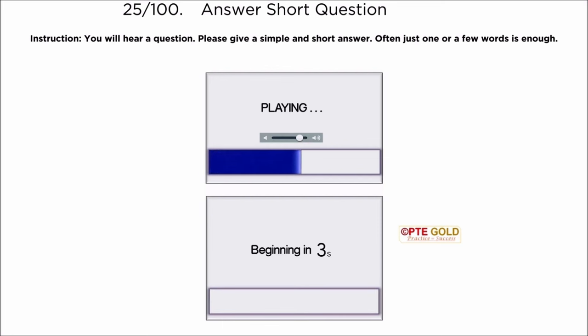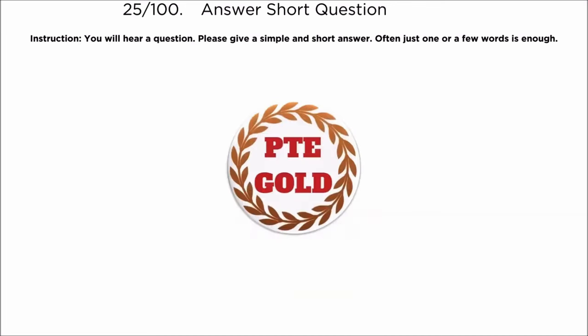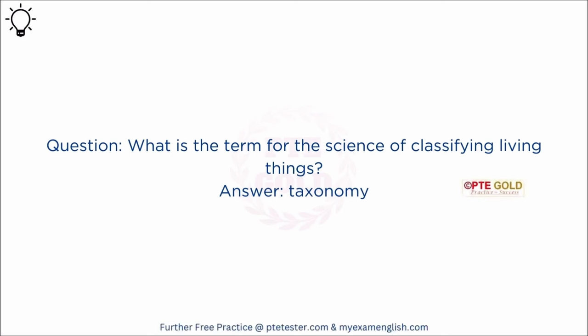What is the term for the science of classifying living things? Taxonomy.